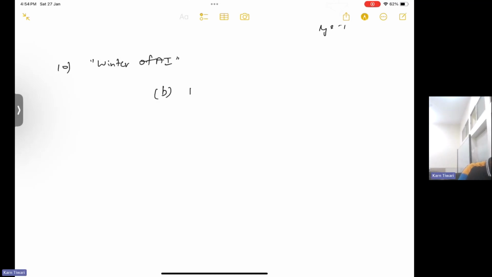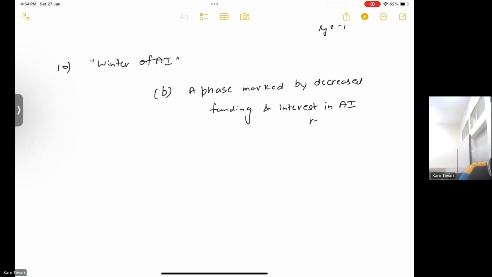That is a phase marked by decreased funding and interest in AI research.